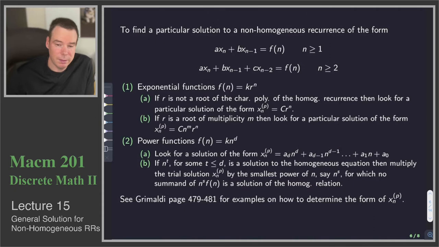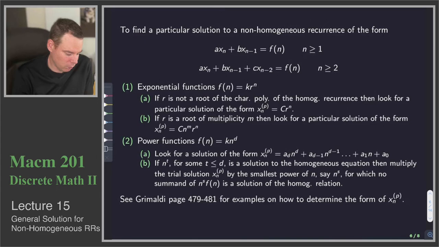If that r is not a root of the characteristic polynomial, then we make that our guess for the particular solution, just like in the last few examples. We made a guess that our particular solution has that form, 2 to the power of n, or something like that, depending on what the value of r was.